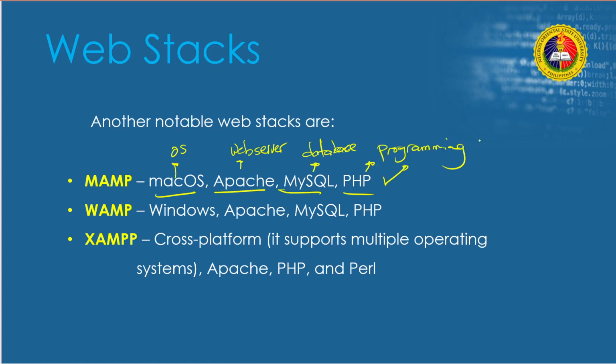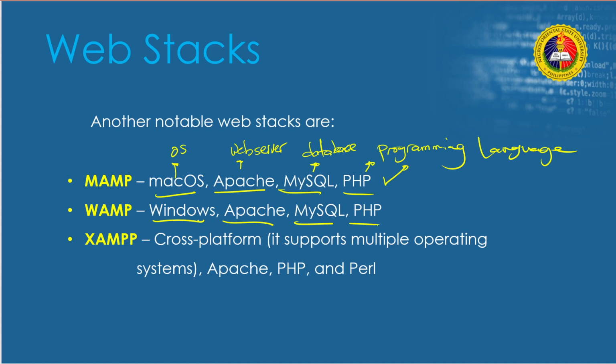And then WAMP. Again, maybe you have heard of WAMP before, right? Who has? Or has tried or used it? NORSU uses WAMP and XAMPP, depending on the instructor. For WAMP, we have Windows, Apache, MySQL, and PHP. Windows is the operating system, Apache is the web server, MySQL is the database server, and then PHP is the programming language.